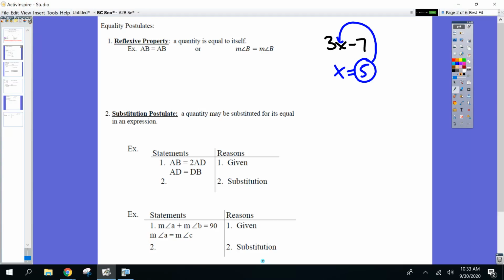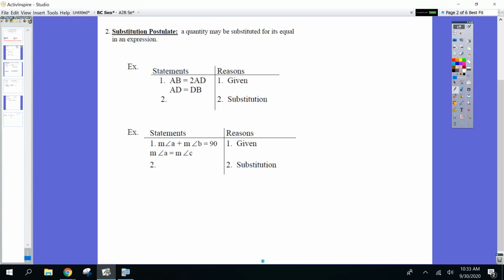That's algebraically. We can do it geometrically now. Take a look at my first example right down here, my statements reasons column. We don't need a diagram to look at. AB is twice the length of AD. Everyone good? AB is twice the length of AD. AD and DB are equal. Can you use substitution to write me a statement in number 2 that's true, using those two facts I gave you in number 1? Can anybody apply substitution here? AB is equal to twice the length of AD, and AD and DB are equal. Can somebody plug it in for me to write a true statement now?